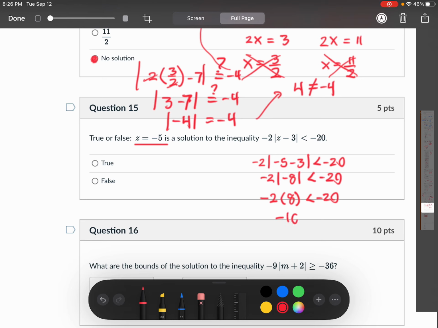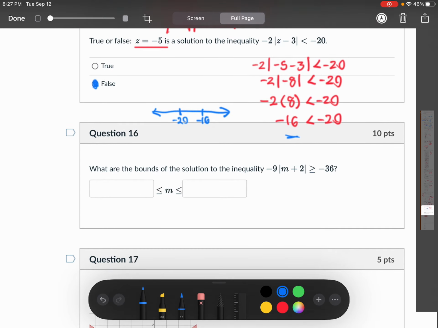Which is negative 16, all right? So then the question, really all you have to answer is: is negative 16 less than negative 20? And no, negative 16 is actually more. So this answer is false. Negative 16 is not less than negative 20. It's actually greater than negative 20.